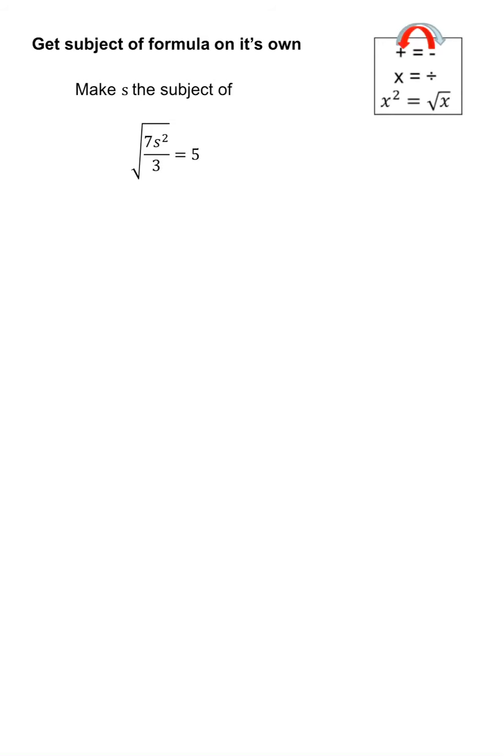Let's do one more. So in this question, we need to make s the subject of the formula. And straight away, we have a square root sign. So I need to get rid of that. So you can see here, if you want to get rid of a square root, you square the other side. So I'm squaring the other side, so that gets rid of the square root here, equals 5 squared. And 5 squared is 25, so we have 7s squared over 3 is equal to 25.